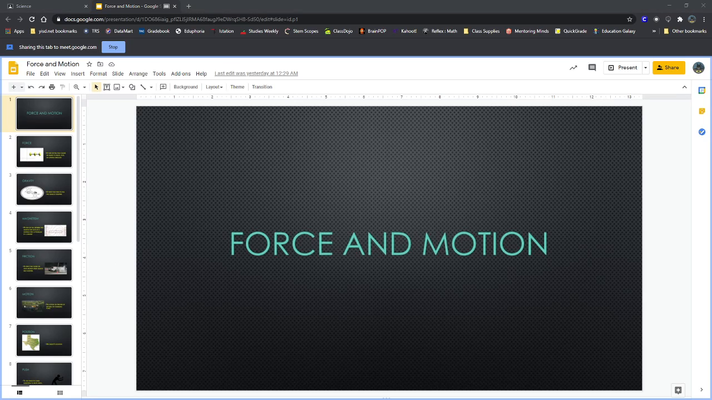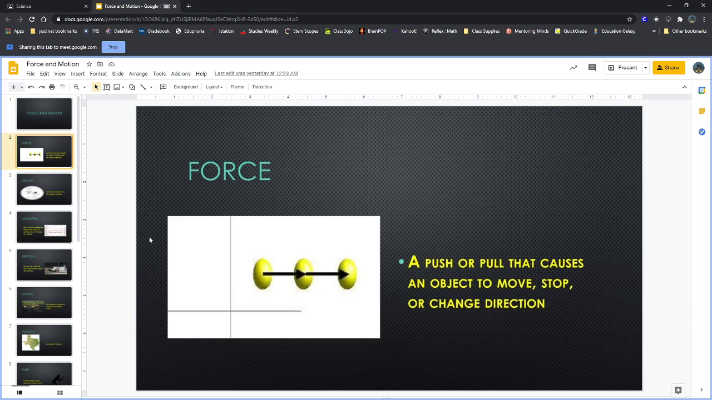So, force in motion. Like I said, we were talking about this yesterday. We watched the video about it yesterday. When we say force, when we're talking about science, we're not talking about that thing from Star Wars. We're talking about a push or a pull that can make an object move, stop, or change direction.